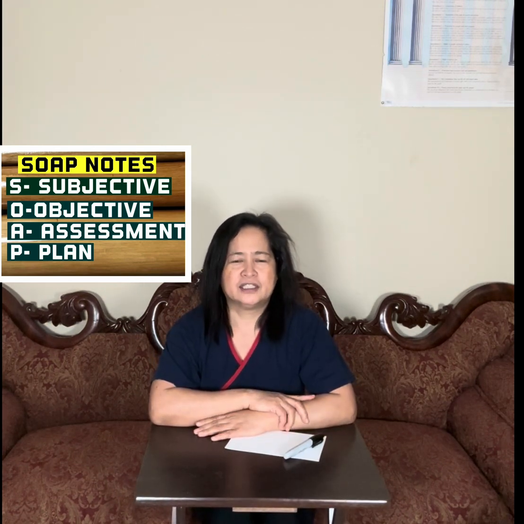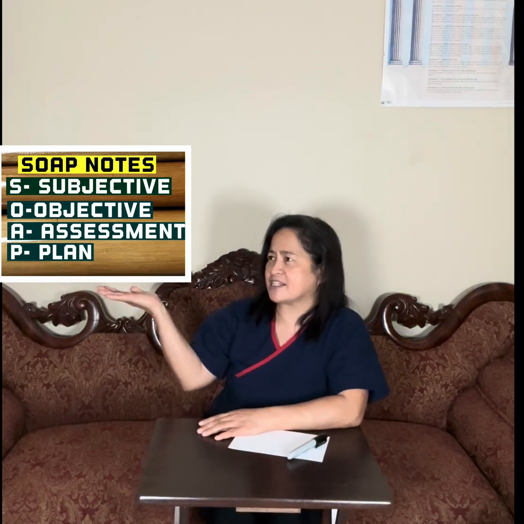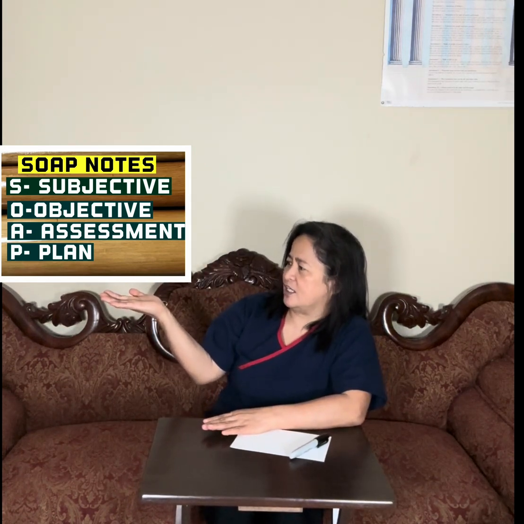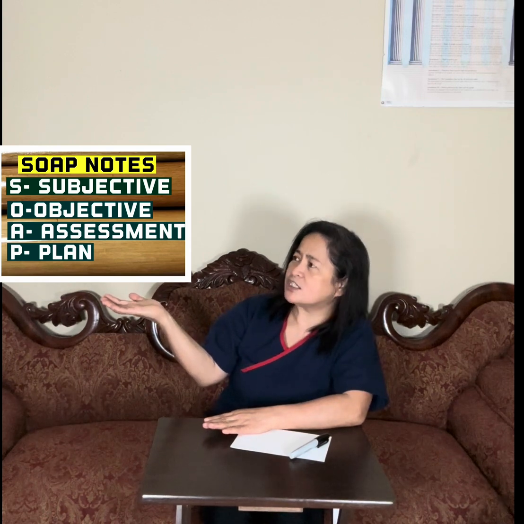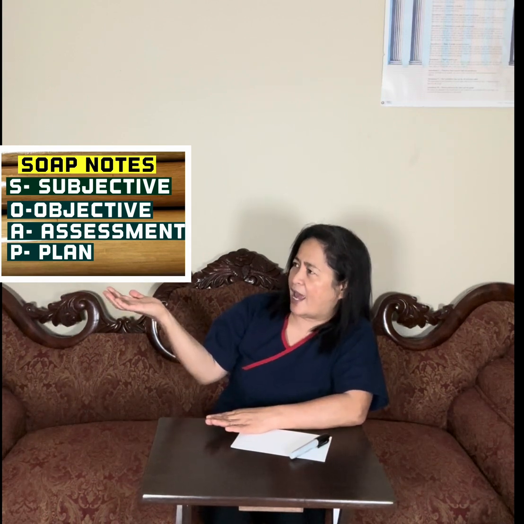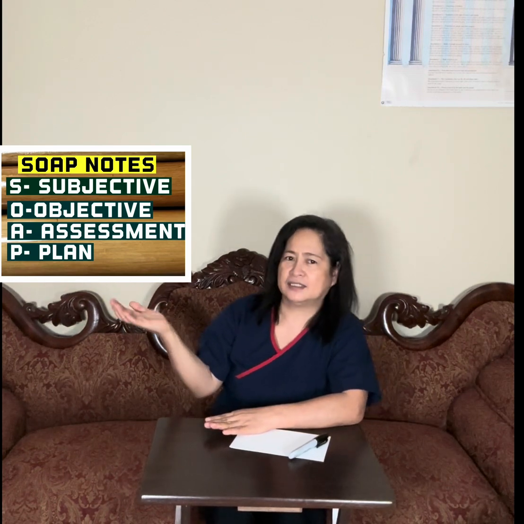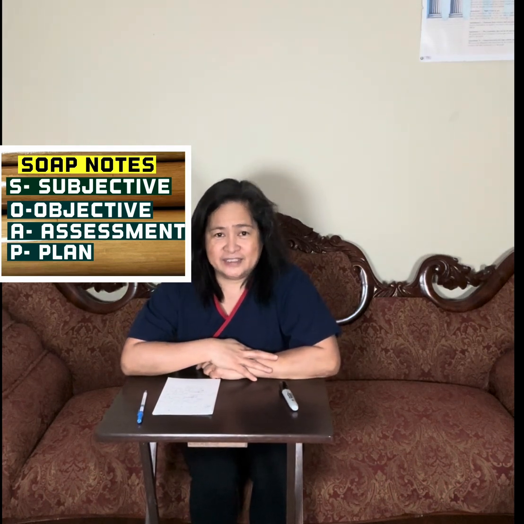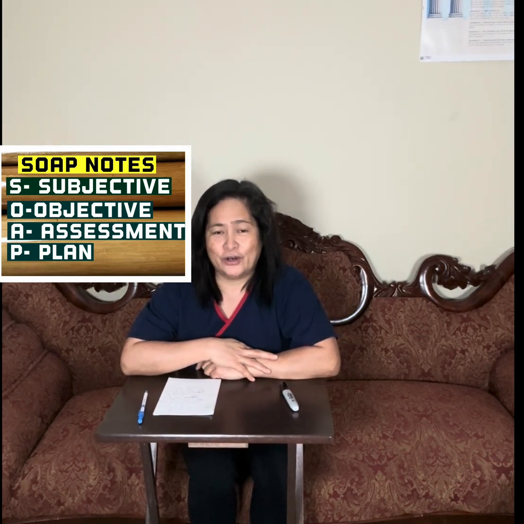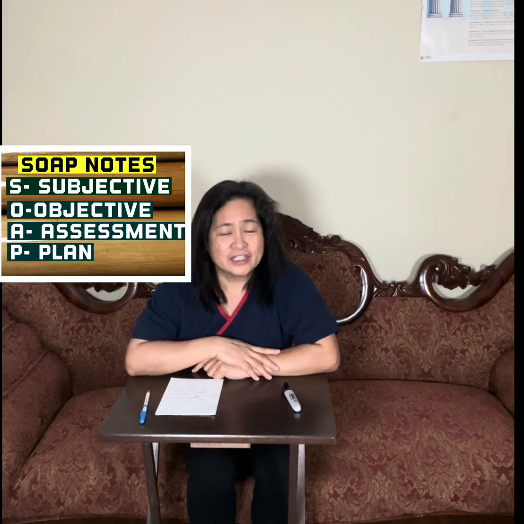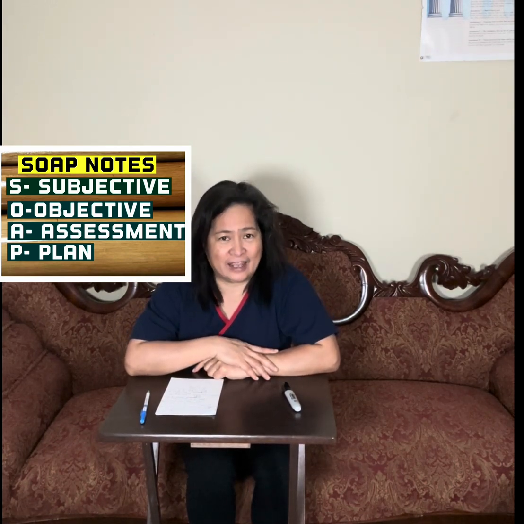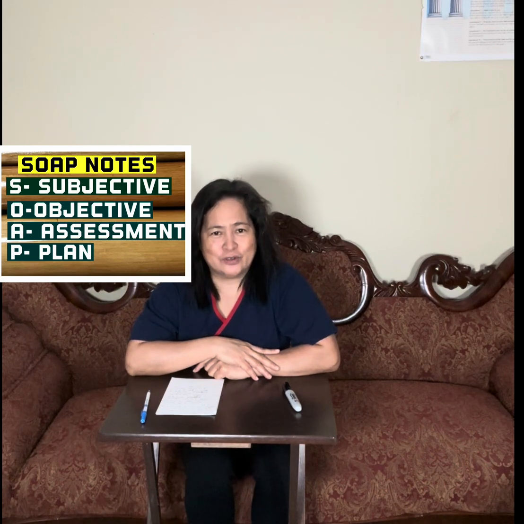SOAP notes: the first one is the S. The S is subjective, the O is objective, the A is for assessment, and the P is for plan. Subjective is a statement of our client, the complaint of our client, or the purpose of their getting the massage. It can be location, which is where the pain is.